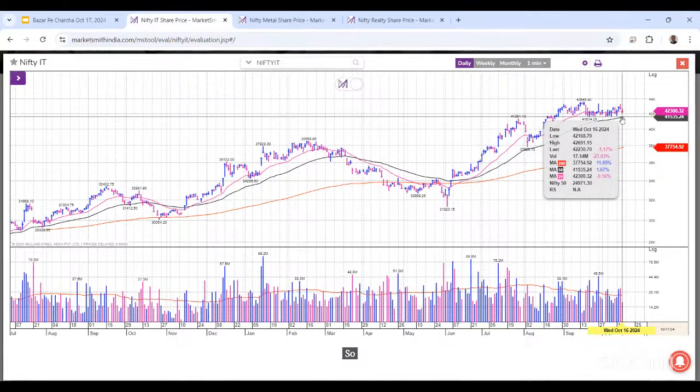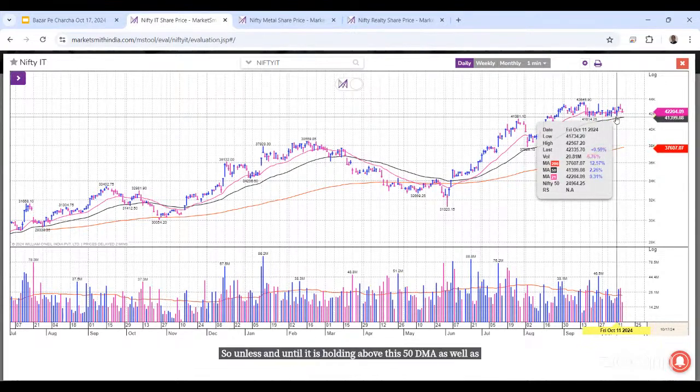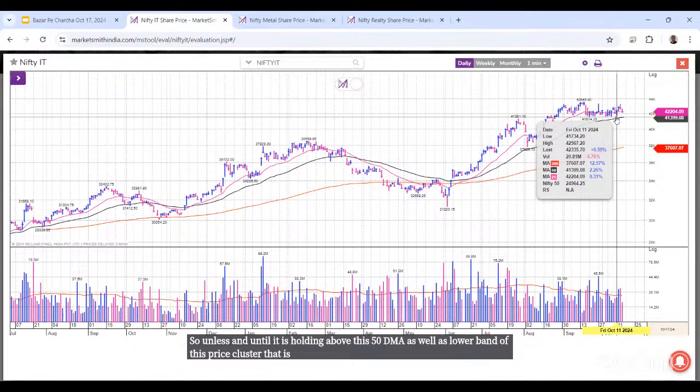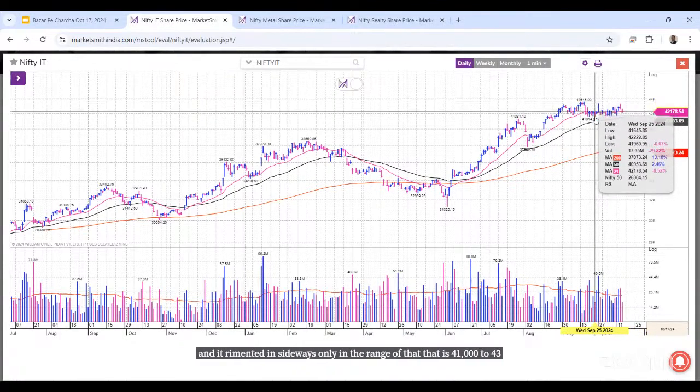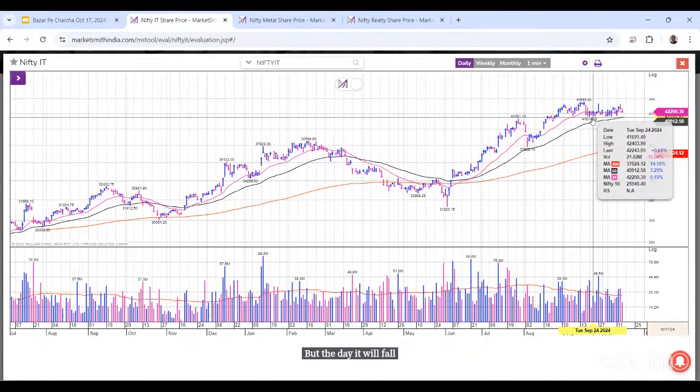So unless and until it is holding above this 50 DMA as well as the lower band of this price cluster, approximately 41,000 to 41,500, there is no need to worry. Maybe if it does not gain, at least it will not fall, and it may remain in sideways trade in the range of 41,000 to 43,000. But the day it falls below 41,000, then this sector will also start showing some crackdown. I don't know when it will fall or not fall, I am not sure, obviously.